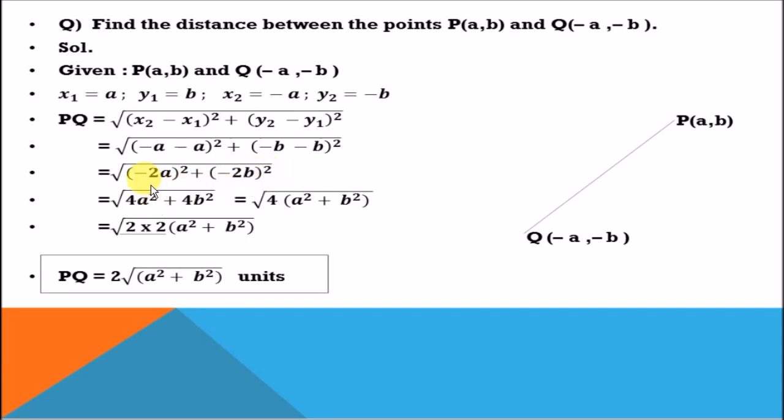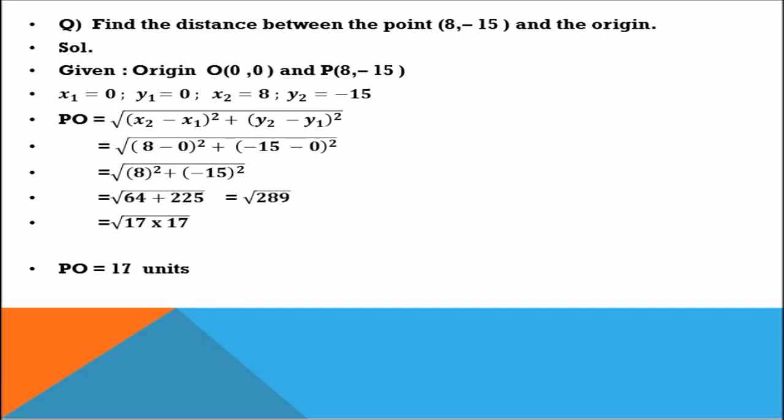So minus into minus plus, 2 2s are 4a square. Minus into minus again plus, 2 2s are 4b square. Now in both the terms 4 is common, so we can take 4 common out. So inside the bracket we'll get a square plus b square. Now the 4 that we have outside, we can express as 2 into 2. 2 2s are 4. And a square plus b square, since they are variables, we cannot express them as a product. Now since this 2 is in pair, we can take this 2 out. So PQ will be 2 under root a square plus b square units. So we have got the length of PQ.